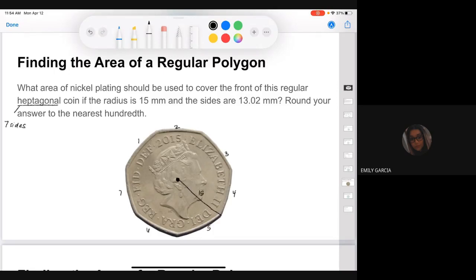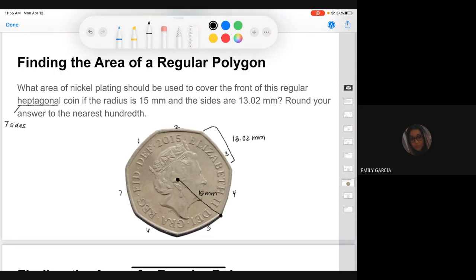Okay, if the radius is 15 millimeters and the sides are 13.02 millimeters, so each side is going to be 13.02 millimeters, am I able to find the area? So I'm looking for the area. What is the area of the nickel plating? Well, in order to find the area, I need to find my A, and I need to find my perimeter.